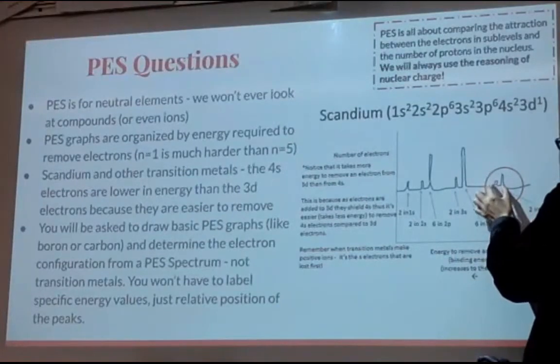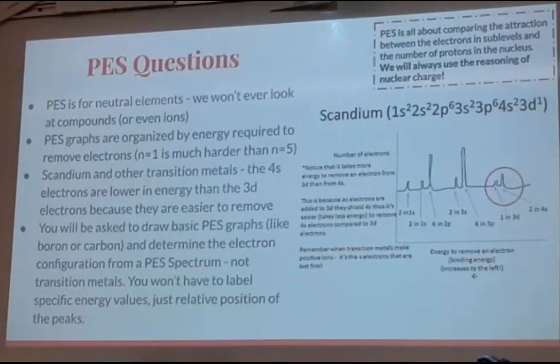And the reason that we have this peak, this is actually why we fill the 4s sublevel first. Those electrons are easier to remove, so they're technically lower in energy.